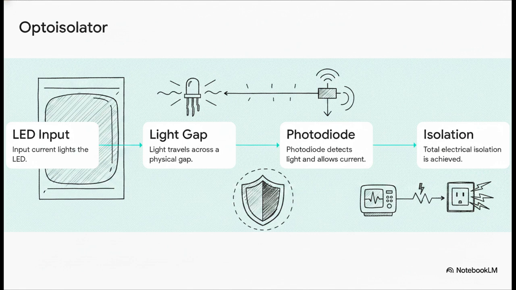Now, you might be wondering, why go through all this trouble? Well, because it gives us absolute, total electrical isolation. There is zero physical wire connecting the two circuits, it's only a beam of light bridging the gap. This is exactly how a highly sensitive, low-voltage medical monitoring device attached to a patient can be completely, safely shielded from any dangerous high-voltage power surges in the hospital's main electrical system.